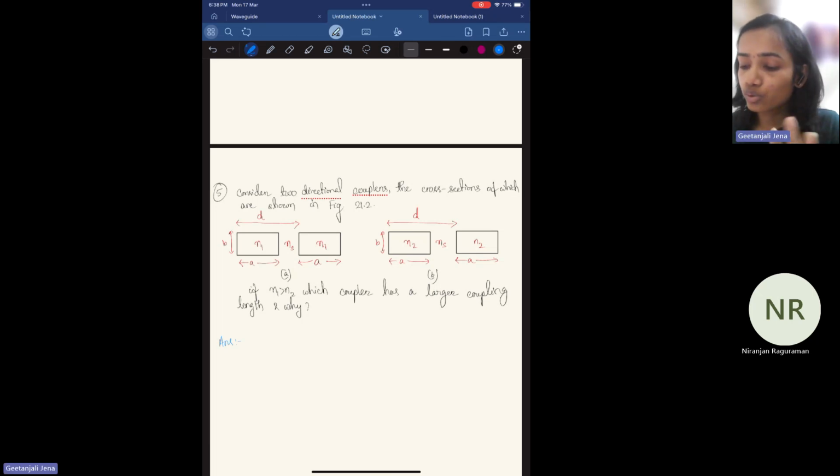So to summarize, there are two directional couplers. Each directional coupler has identical waveguides, which are single moded, you can take it. The first directional coupler has N1 refractive index in the core, and the second directional coupler has N2 refractive index in the core. The geometrical dimensions are equal. Other than that, only the refractive index of the core is changing. And it is also given N1 is greater than N2. Then which coupler has larger coupling length and why?